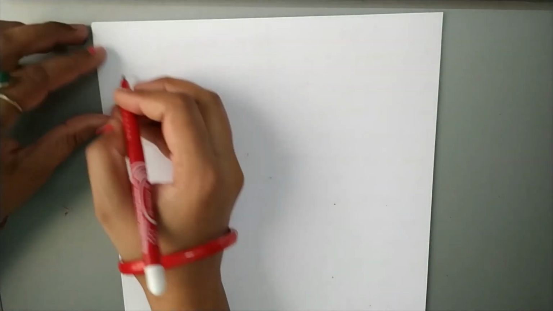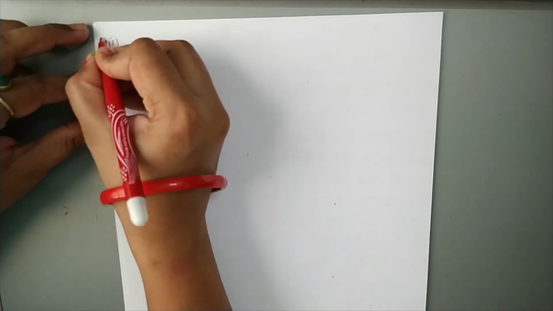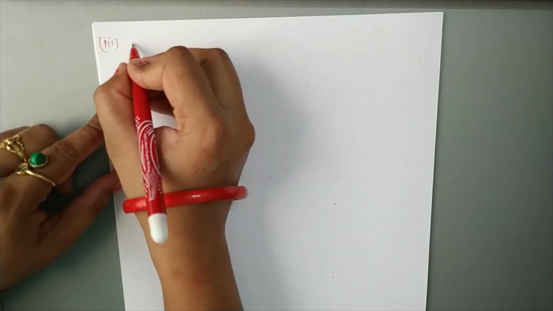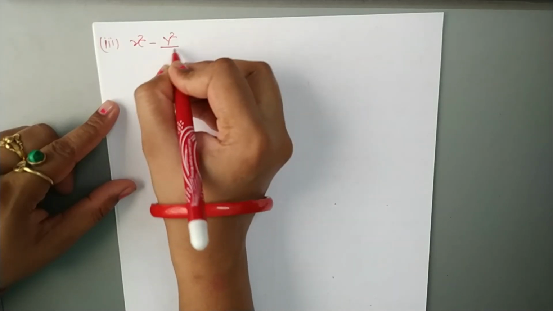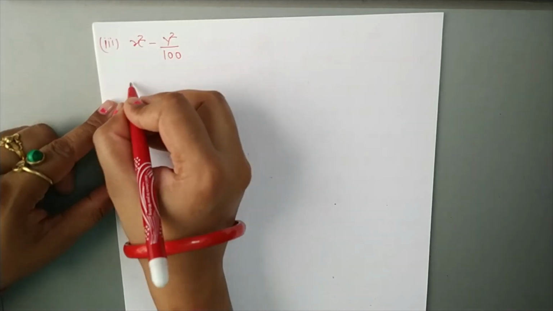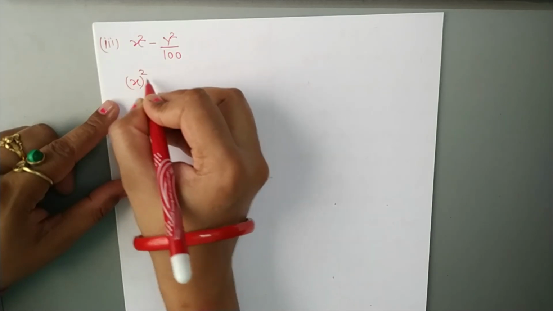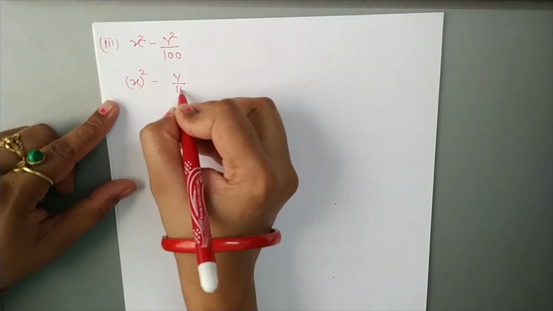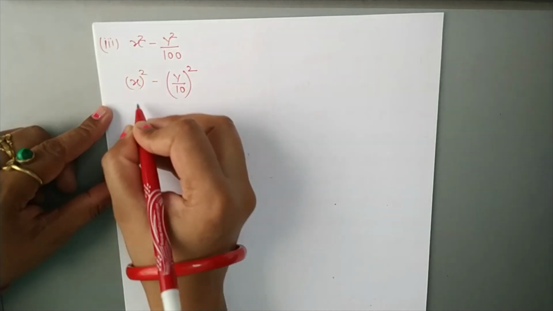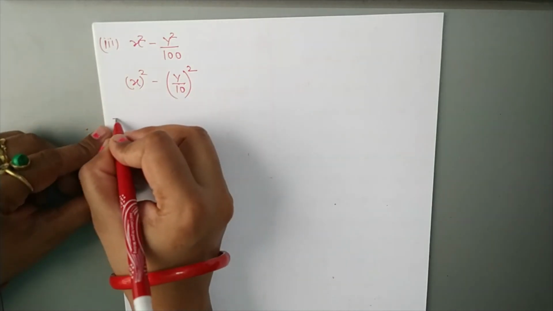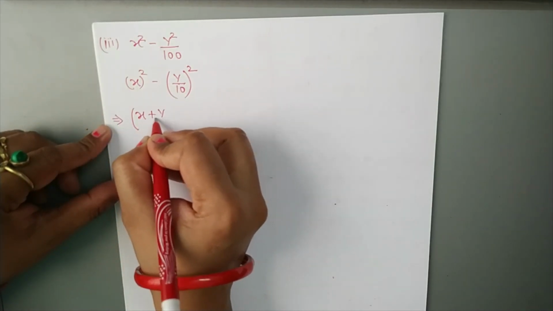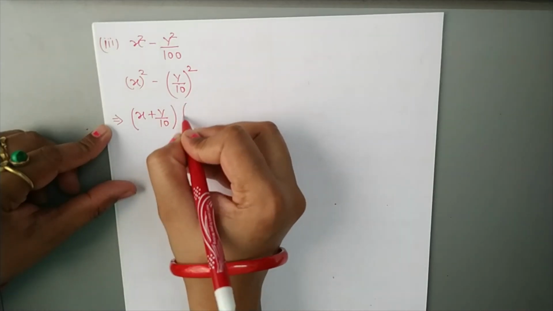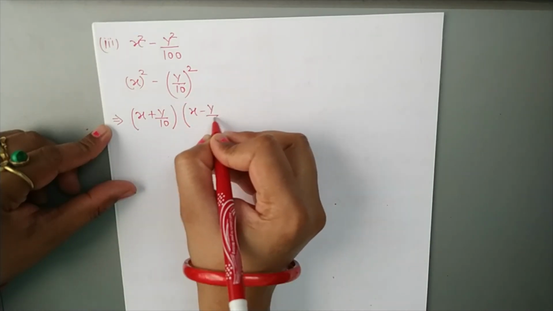Move on to the next question. The next question is the third part, x square minus y square upon 100. It can be written as x square minus (y upon 10) whole square. So a square minus b square can be written as, in the first bracket, x plus y upon 10, in the other bracket, x minus y upon 10.